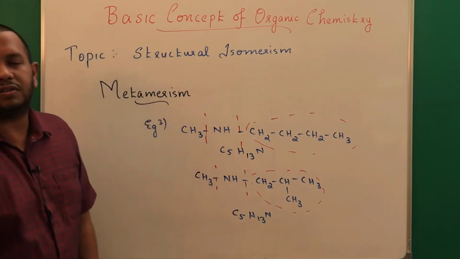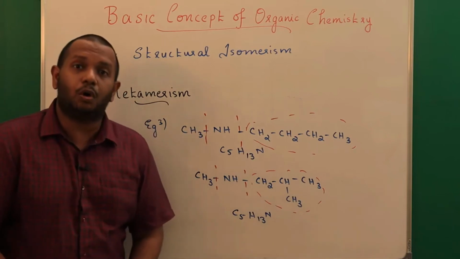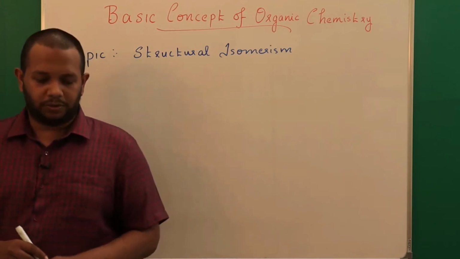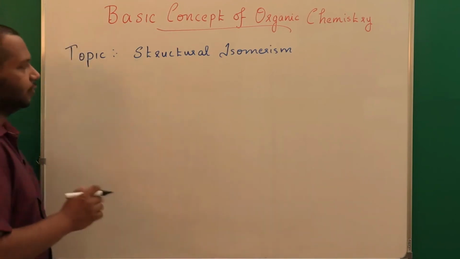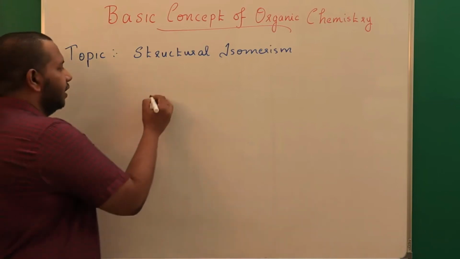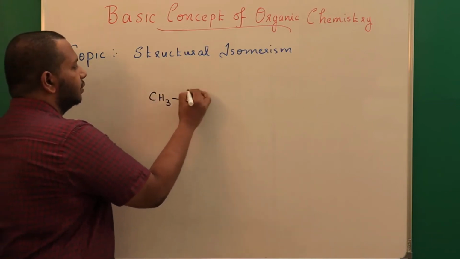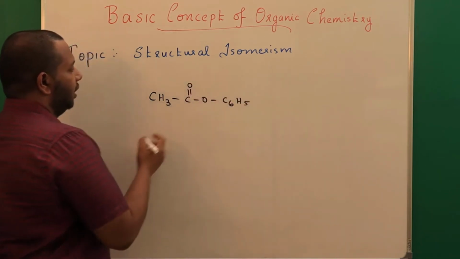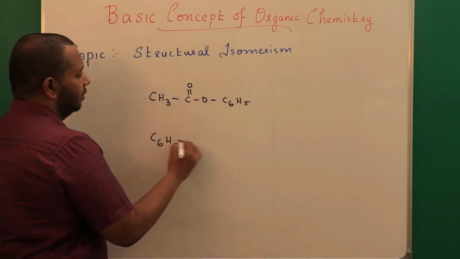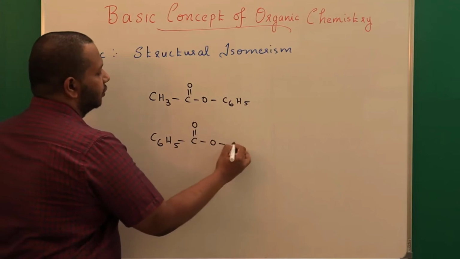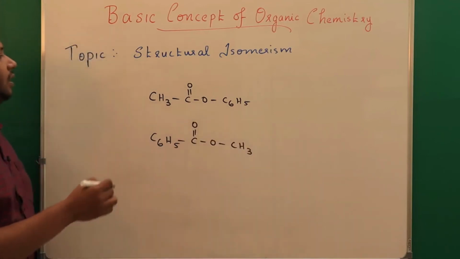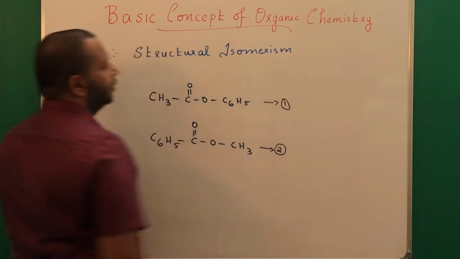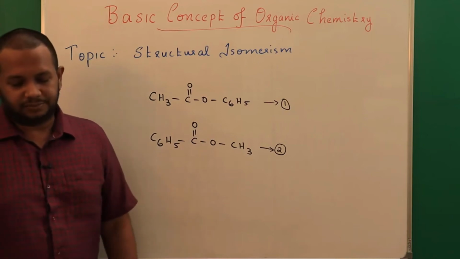What it is called? Tautomerism, or the other name of tautomerism is desmotropism. Okay, now we will start tautomerism or desmotropism. Before coming to that, I thought of giving you one question like thing. You can just see here CH3 C double bond O C6H5. Other one is C6H5 C double bond O CH3. Can you tell me how compound 1 and compound 2 are related. What sort of isomers are they?